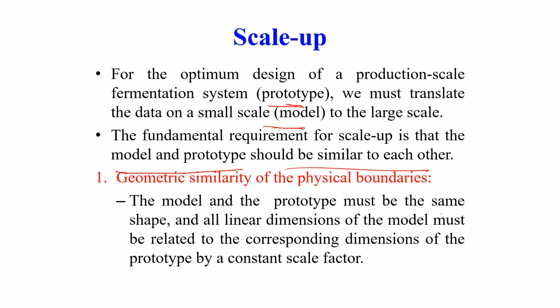Now, the first criterion is geometrical similarity. The model and prototype must be of the same shape, and all linear dimensions of the model must be related to the corresponding dimensions of the prototype by a scaling factor. For example, constant aspect ratio means h upon d is constant. This ratio should be constant for both the model as well as the prototype.